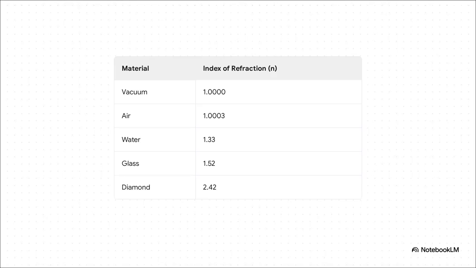Now check out these numbers. It really puts it into perspective. A vacuum, by definition, has an index of exactly 1. Air is super close to that. But then look at water. It jumps to 1.33. Glass is around 1.5. And then you get to diamond, with a massive index of 2.42. That incredible power to slow down and bend light so dramatically is exactly what gives a diamond that famous sparkle.